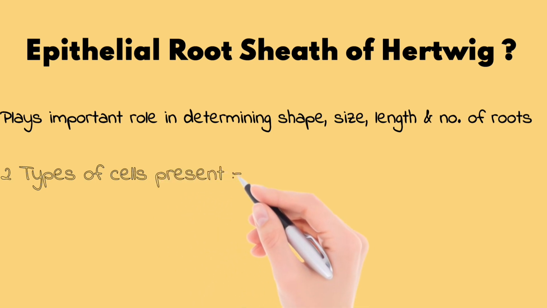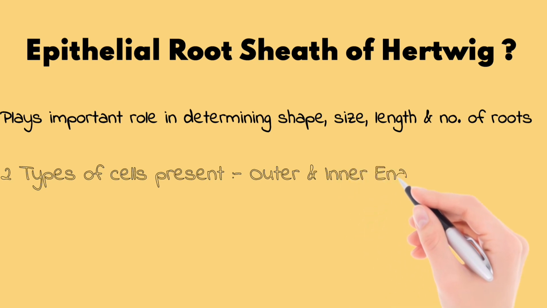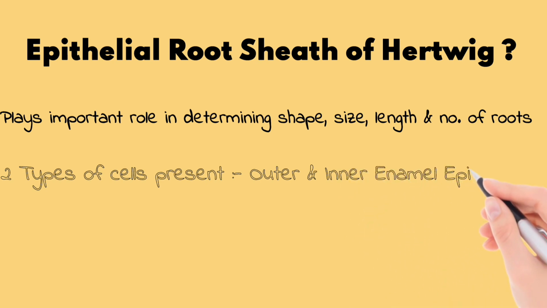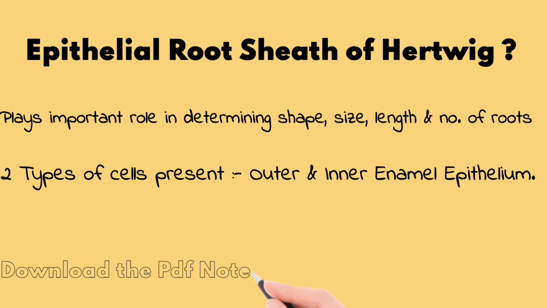Now let's study this topic once again for revision purposes, that is what is the Hartwig epithelial root sheath. These Hartwig epithelial root sheaths are very important structures and they mainly determine the shape, length, size and the number of roots. Also, they contain only two types of cells, the outer and the inner enamel epithelium.